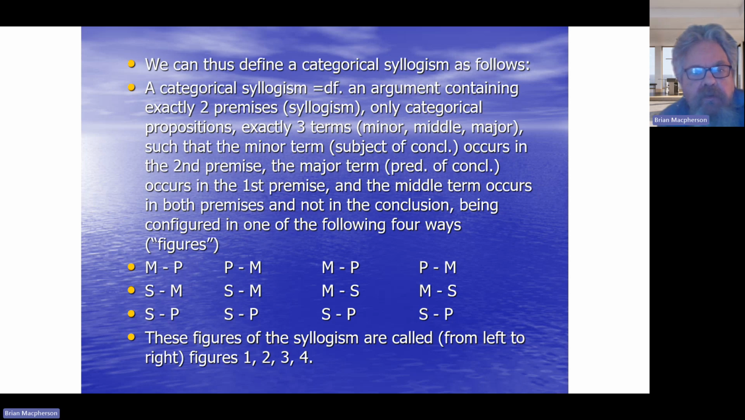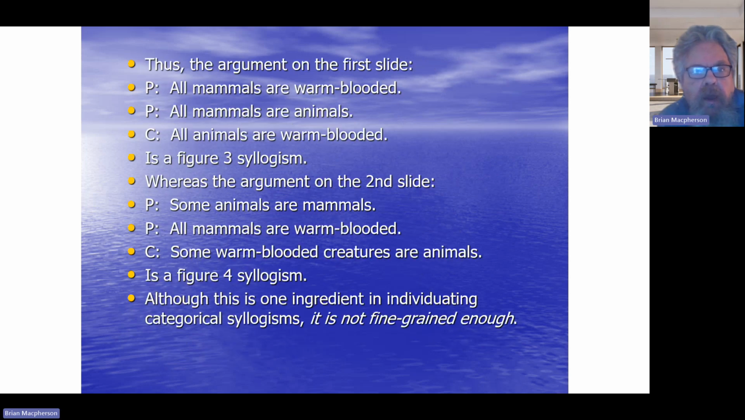So we distinguish them not just in terms of the figure, but the mood, which involves the kind of categorical propositions that are involved, right? Okay. So if you look here, this is a categorical syllogism. All mammals are warm-blooded. All mammals are animals. All animals are warm-blooded. Notice here that the middle term is mammals, and it occurs as a subject of both premises, so it is therefore figure three.